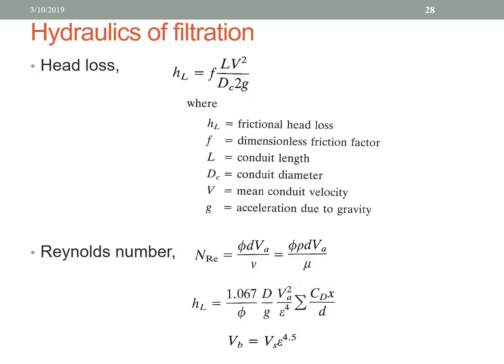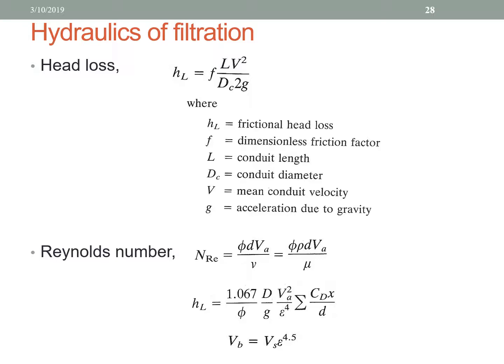Hydraulics of filtration. The first is head loss. When you put the water, you have to see how much head loss will be in the filters. h_L from fluid class we know will be f L over D times velocity squared over 2 times gravity. So h_L is frictional head loss, f is the dimensionless friction factor, L is conduit length, D is conduit diameter, v is mean velocity, and g is acceleration due to gravity.